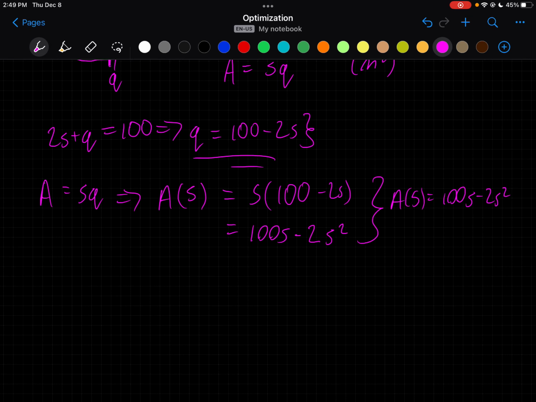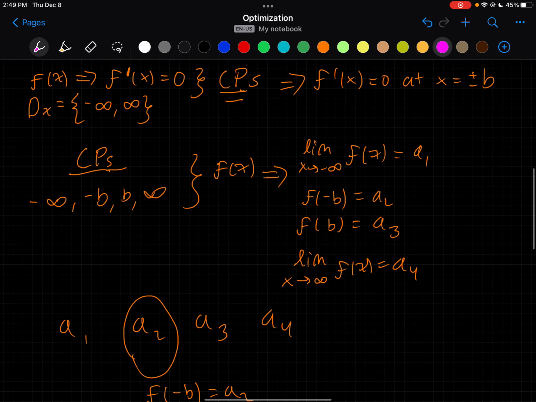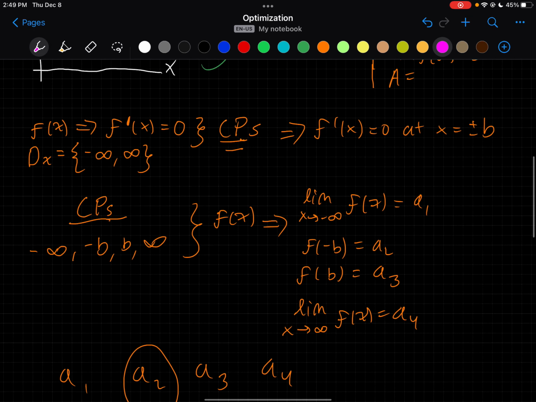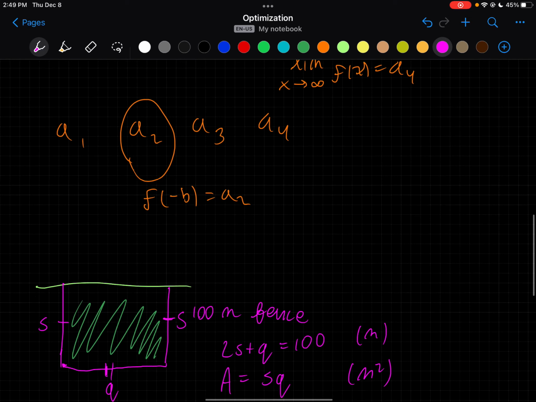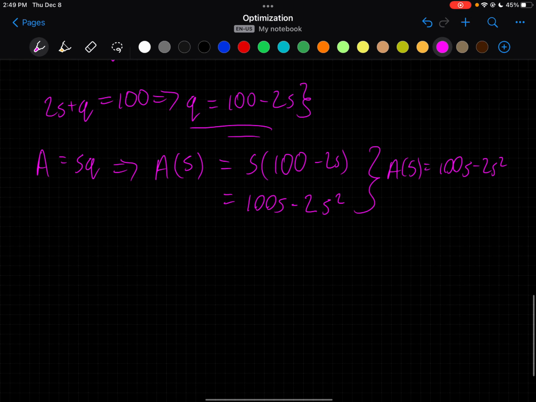How do we do that? Well, let's follow the general process. We find the critical points, and we basically evaluate which one gives us the highest area.